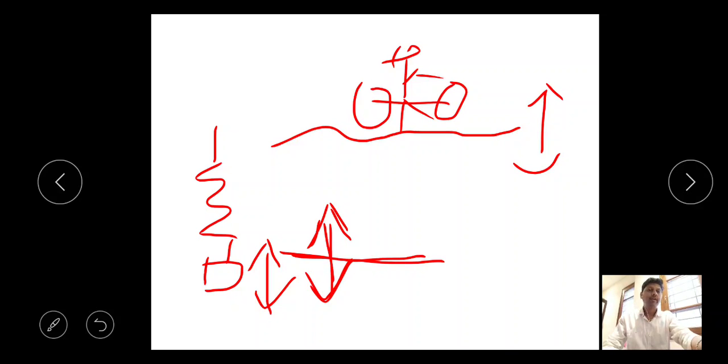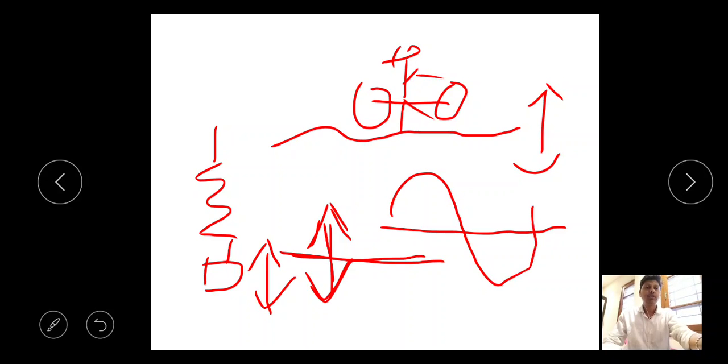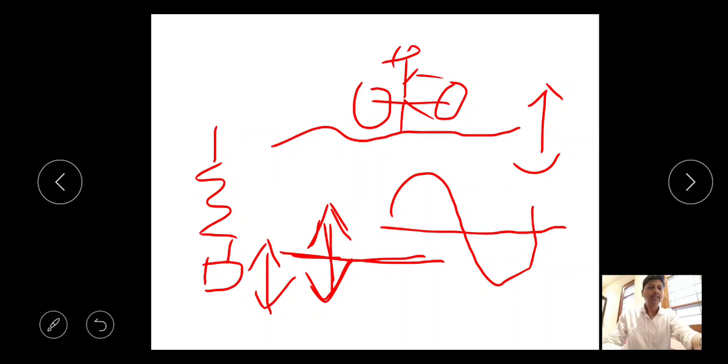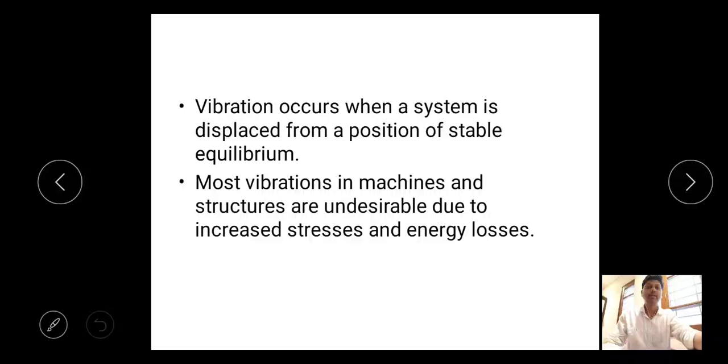Or you can take the example of this spring. When it is moving up and down, you will be seeing it like this. That up and down motion is called vibration. So mechanical vibration is a motion of a particle or a body which oscillates about a position, and that position about which it oscillates is called the equilibrium. Okay, so all that we will be studying in this vibration. So you just got a brief idea about mechanical vibration.